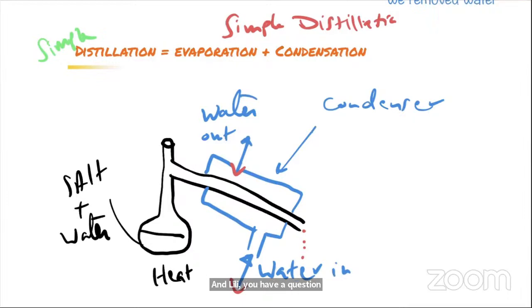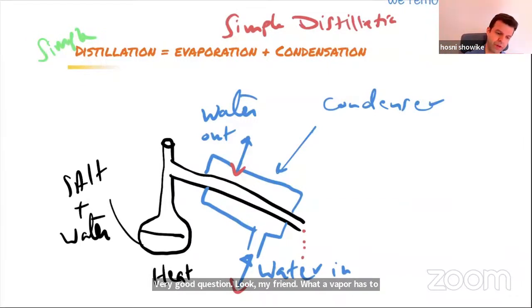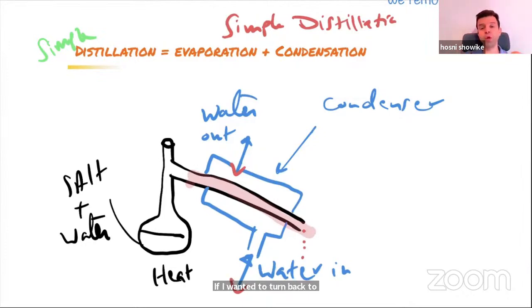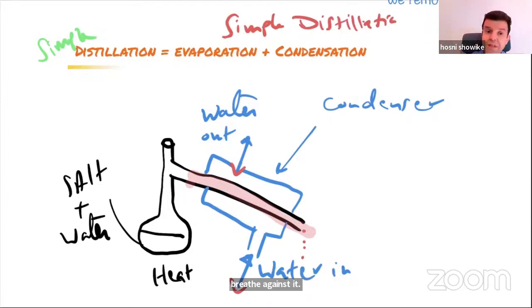How does the condensation process work in the condenser? Very good question. Look, my friend, water vapor has to be cooled down. So the water vapor is running from here. You see it? If I wanted to turn it back to liquid water, I have to cool it down. Like we took condensation last time, we said if you have any cold surface and you just breathe against it, you will have condensation, right? So I'm just cooling down that water vapor.